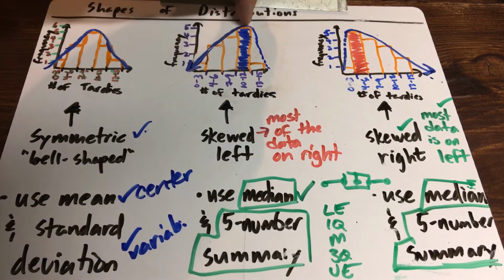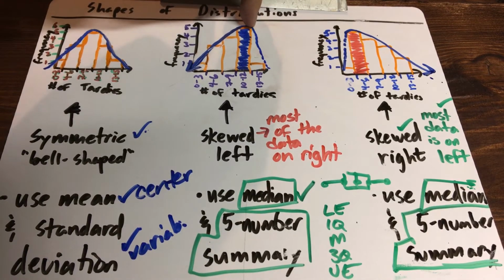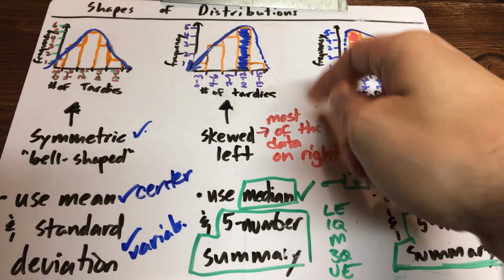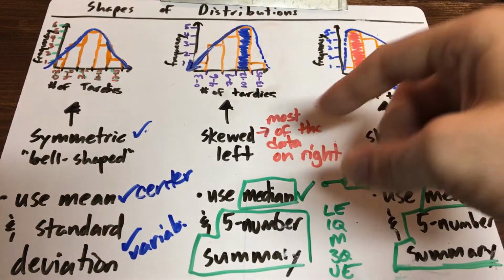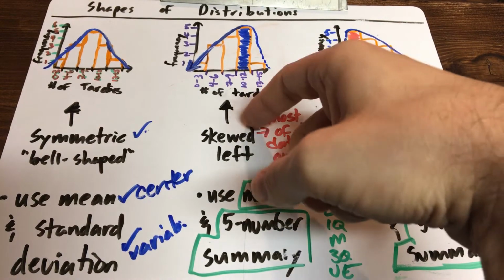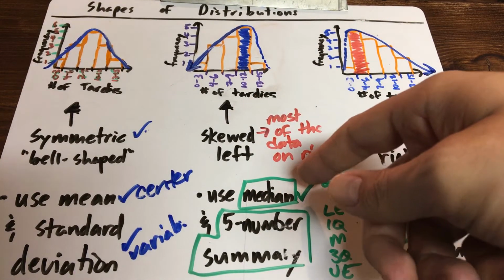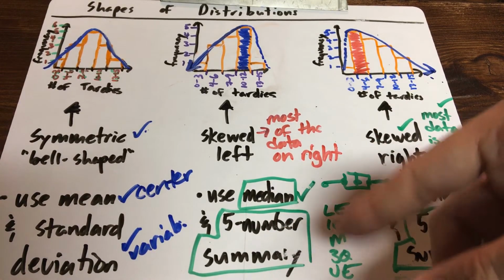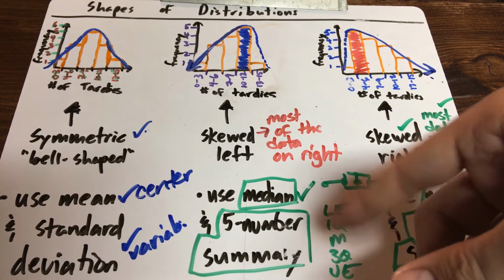Whenever you get a bar way on the right-hand side, the tallest bar is kind of on the right-hand side, and you get this long tail going down to the left. When most of the data is on the right, you call it skewed left because you get this long slope on the left. When data is skewed to the left, the median is the better descriptor, and the 5-number summary shows you the variability a little bit better.